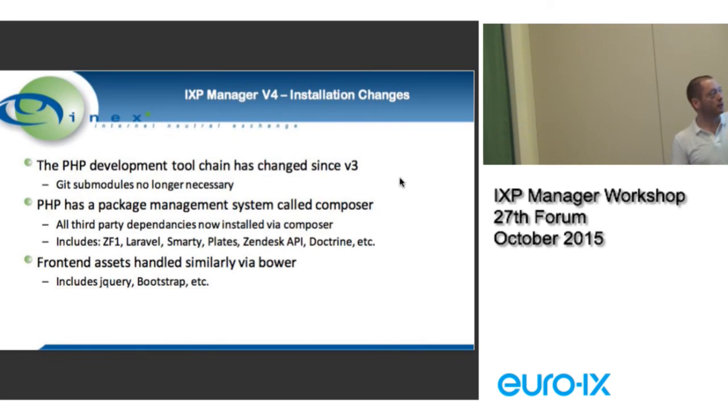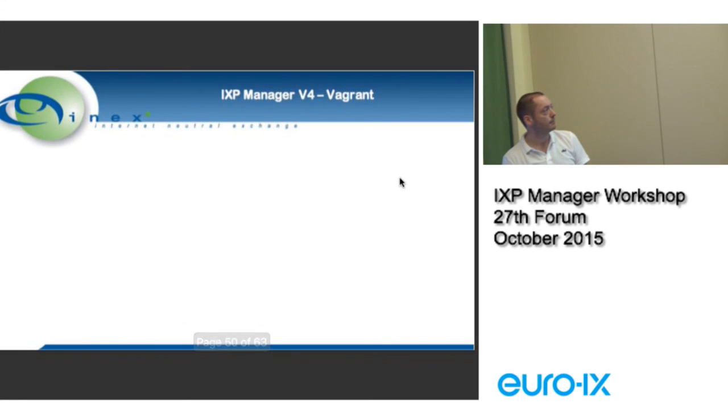When IXP Manager first started, this thing called Composer never existed. But Composer exists now. It's basically a package management system. It's like NPM for Node or whatever Ruby has, I'm sure something similar. Where you can just do Composer, install some package, and off it comes. So when you git clone IXP Manager and you do Composer update, it will go off and get Zend Framework 1, Laravel, Smarty, Plates, Zendesk API, Doctrine, everything it needs will just come down and happen. And the same way we use Bower for the front end stuff like jQuery and Bootstrap and stuff like that.